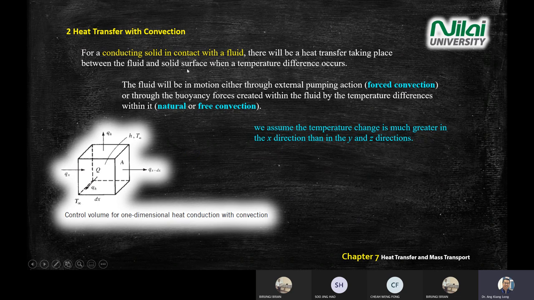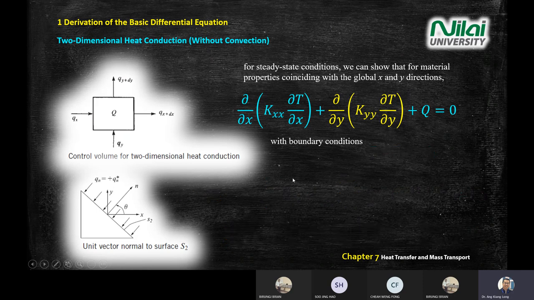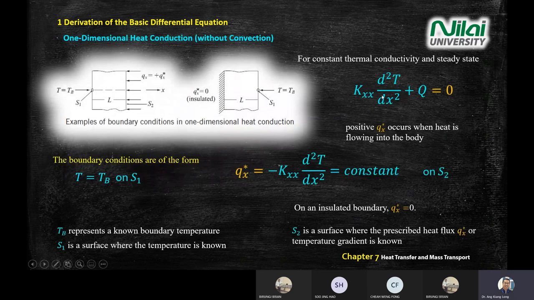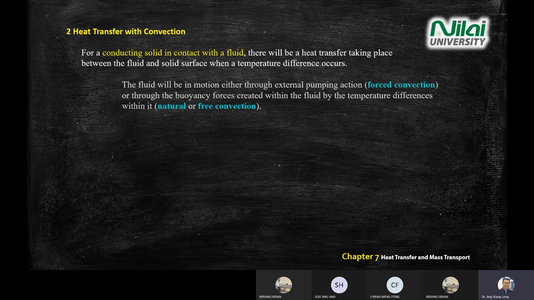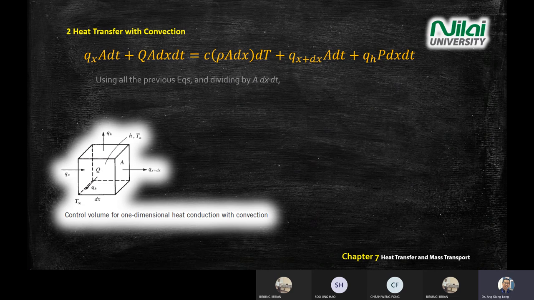And then if it is normal conduction, you will get this equation. You'll get KXX times dT divided by dX and so on. So later we will look at these two equations, KXX and so on. Okay, let's continue and proceed to the tutorial question.